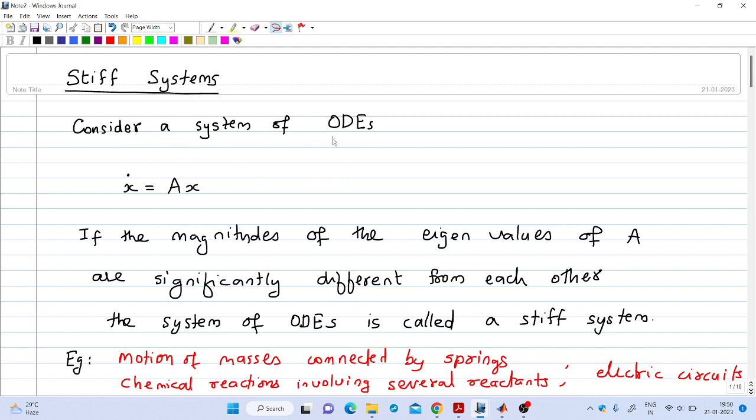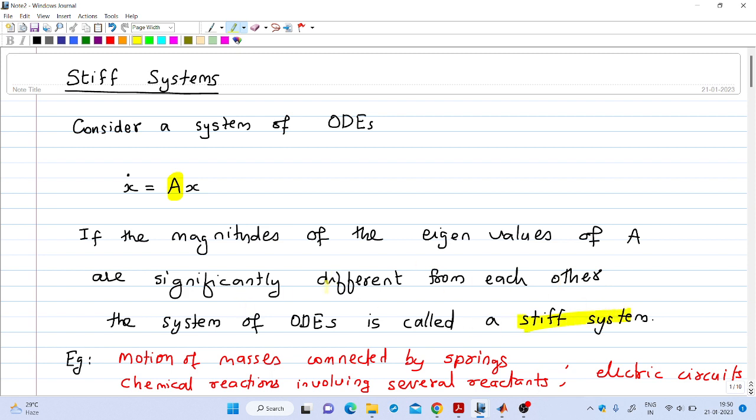So consider a system of ordinary differential equations of the form x dot equal to Ax. If the magnitudes of the eigenvalues of this matrix A are far separated, if the magnitudes are significantly different from each other, then the system of ODEs is called a stiff system.